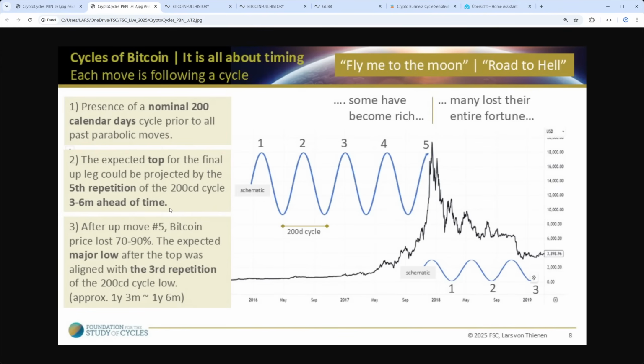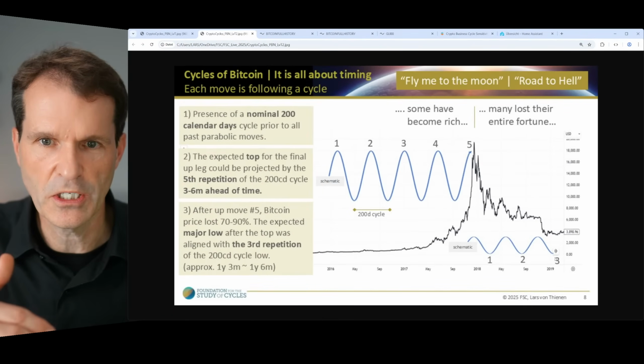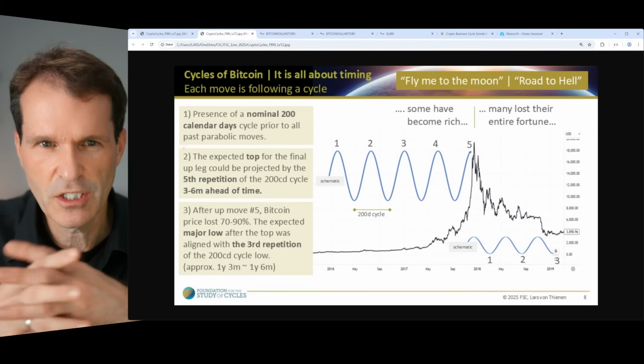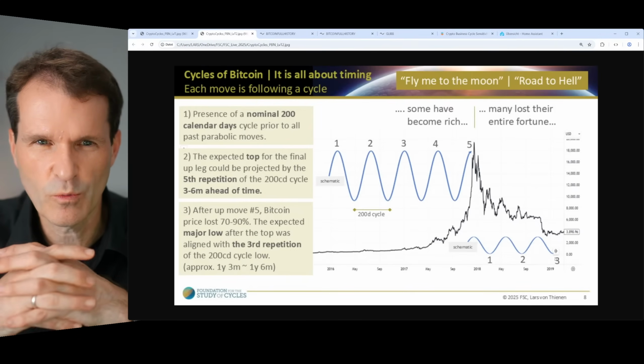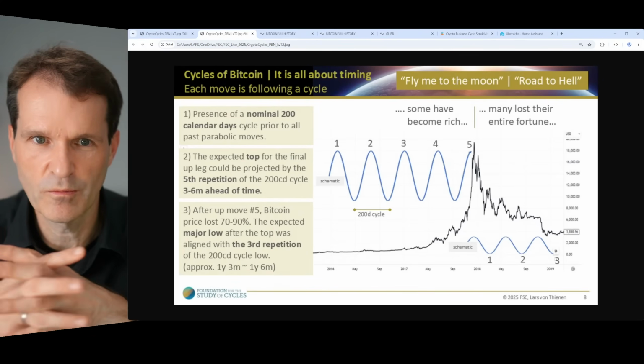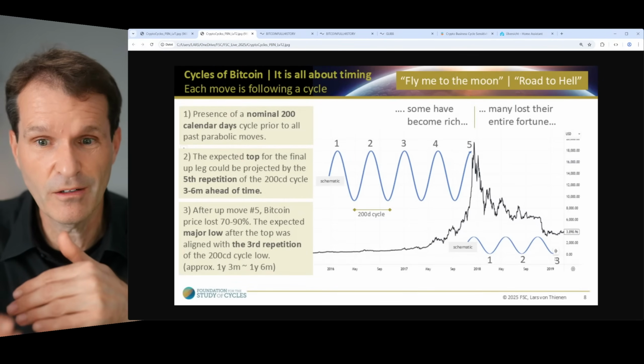Not only that, there is also a recurring pattern in the following down move, which is 3 repetitions of the cycle connecting their bottoms. So the same 200-day cycle requires 3 repetitions, 1, 2, 3, until the final bottom is reached. That's the count of 5 and the count of 3. I teach this also in our cycles workshop in January, and I showed that pattern already, I think 2 or 3 years ago. So we are following this pattern now quite a long time.